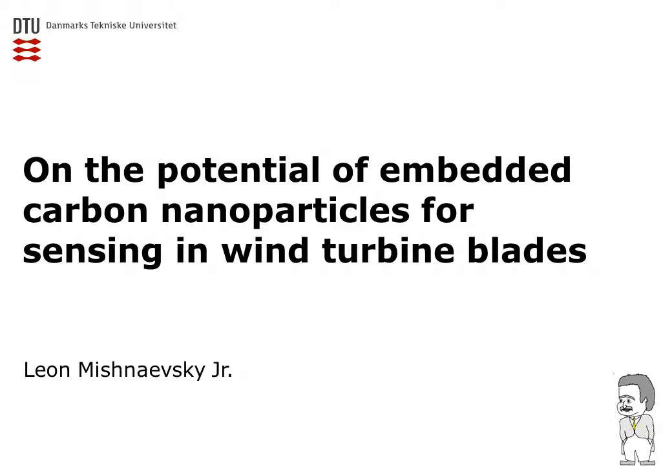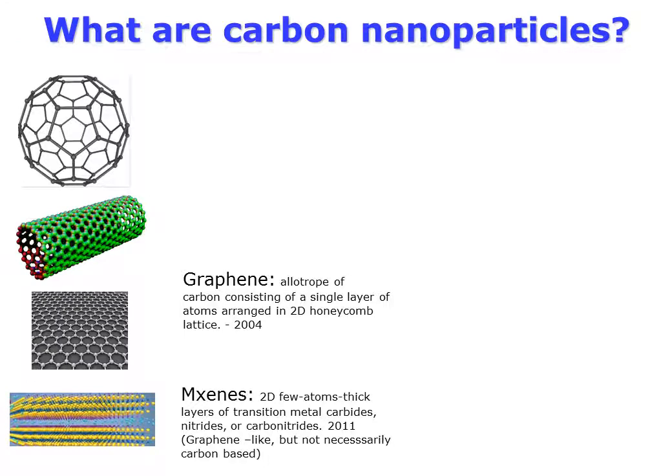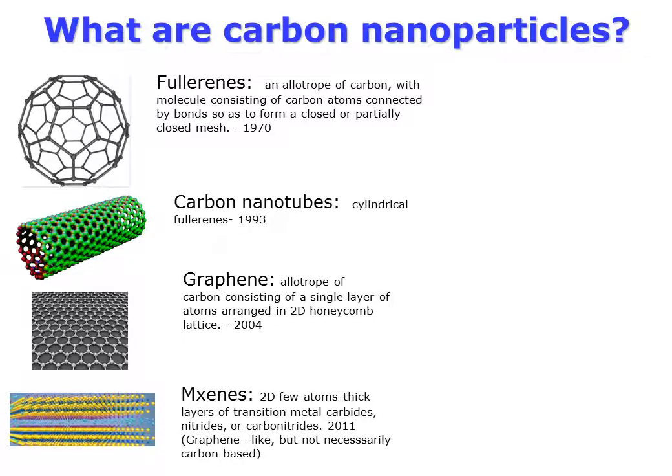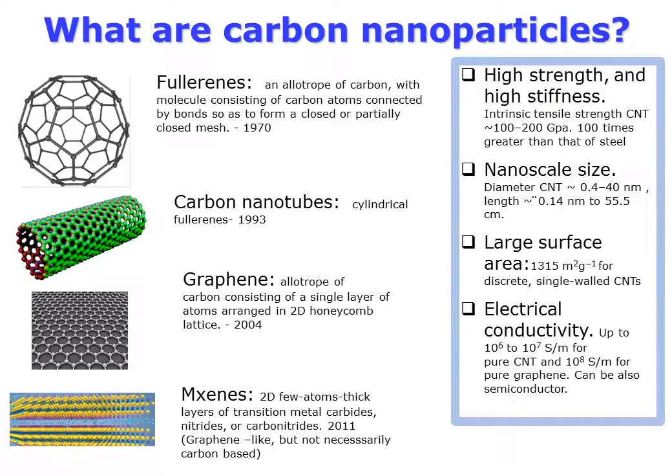Hi, we will discuss now the potential of carbon nanoparticles as embedded sensors for structural health monitoring in wind turbine blades. Structural health monitoring of wind turbine blades can be realized in different ways. Among them: piezo or microelectromechanical systems, optic fiber, strain gauge or fiber optic cables, laser ultrasonic imaging.